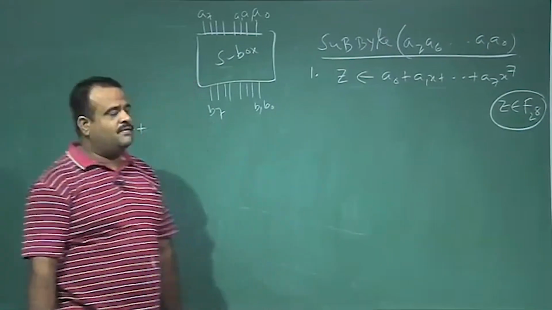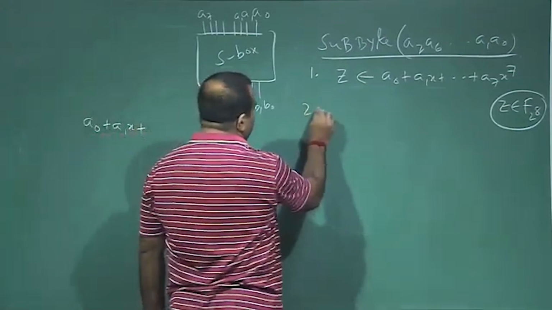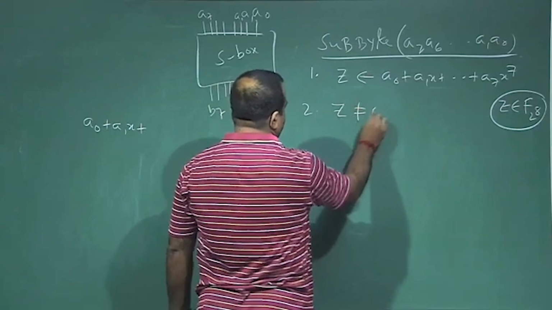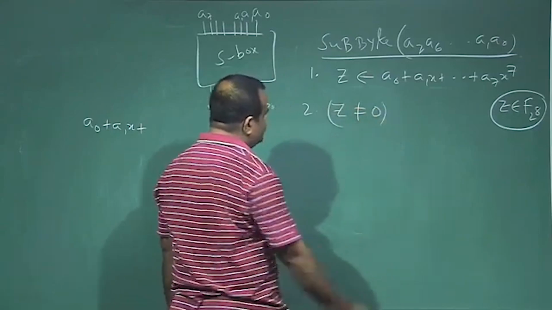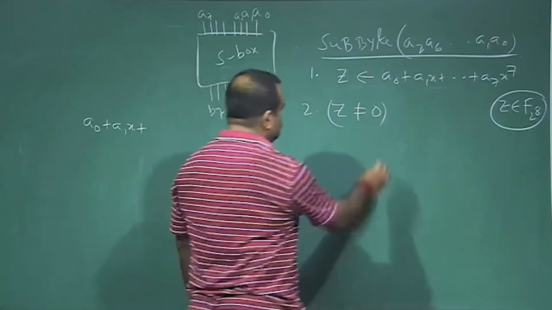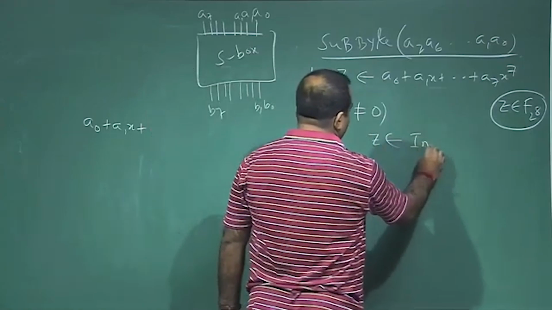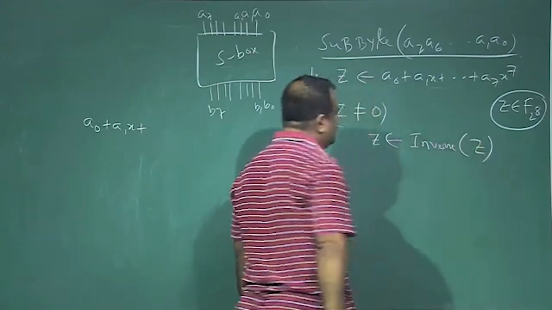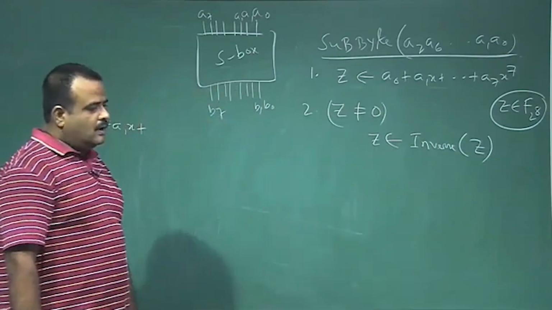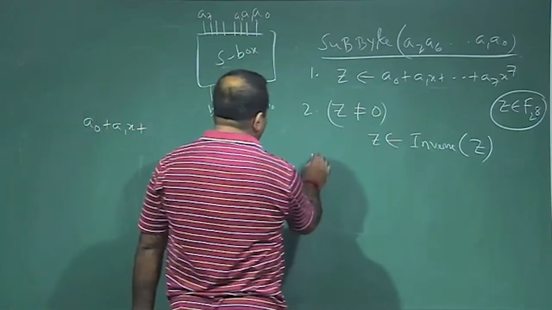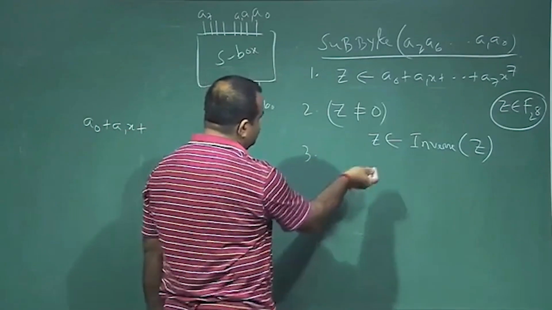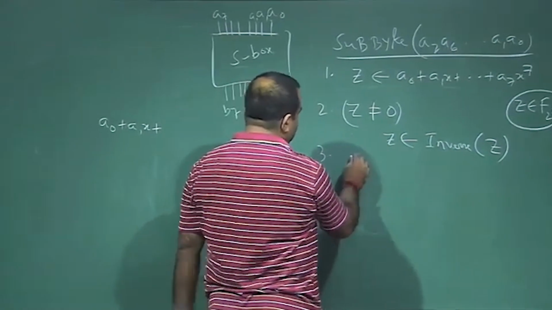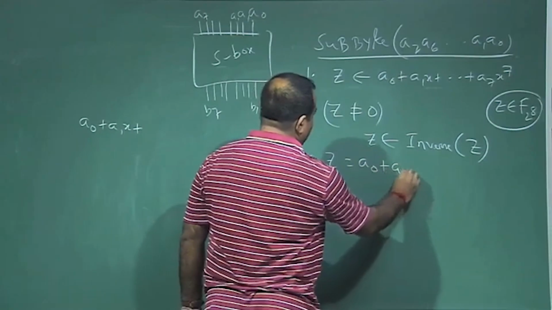Now this is a finite field, so Z has an inverse. If Z is not 0, then Z has the inverse. We store that inverse of Z. Then we again store this inverse, which is again a field element, and we again convert it into some sort of A0 plus A1x like this.